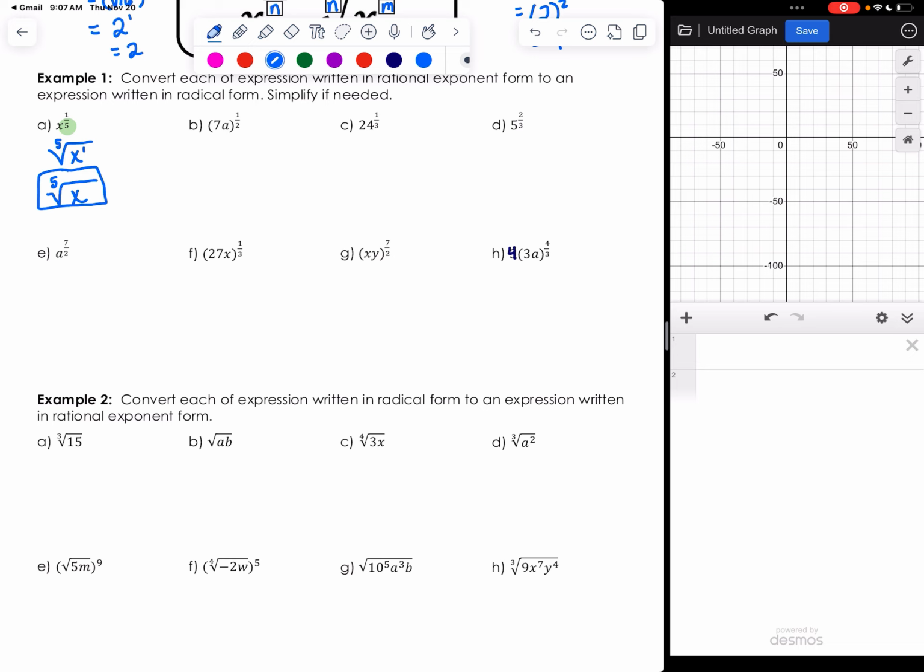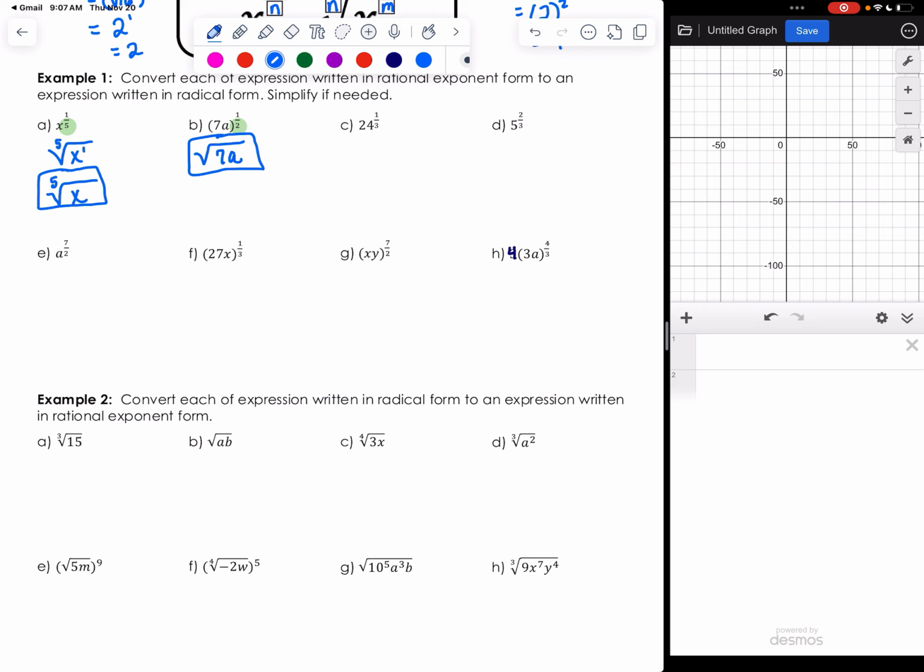All right, problem B. We have 7a to the 1/2 power. This time our denominator is 2, so we'll use a square root to simplify this. So this would simply be the square root of 7a. And because it's to the 1 power, I'm not going to even write the 1 power.